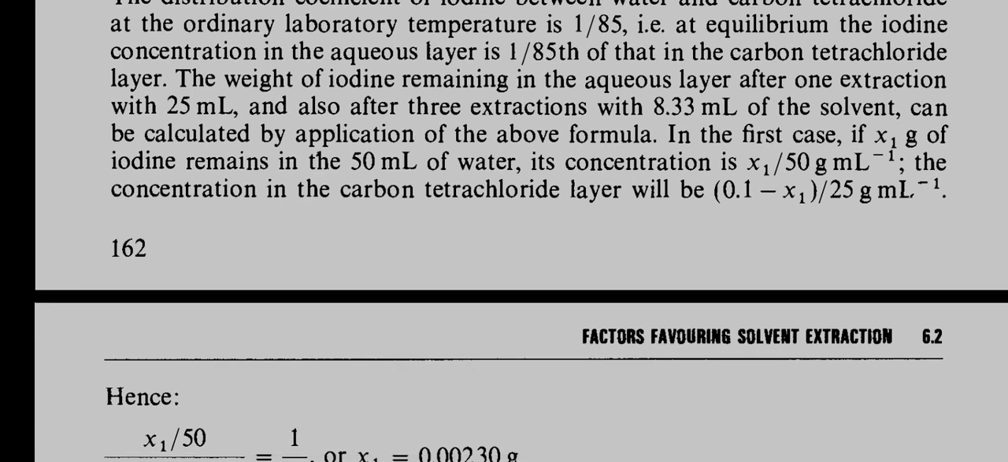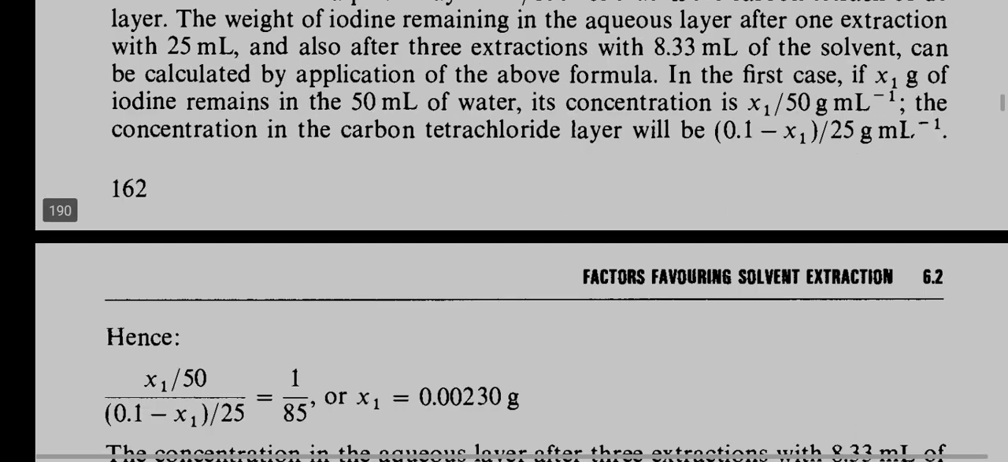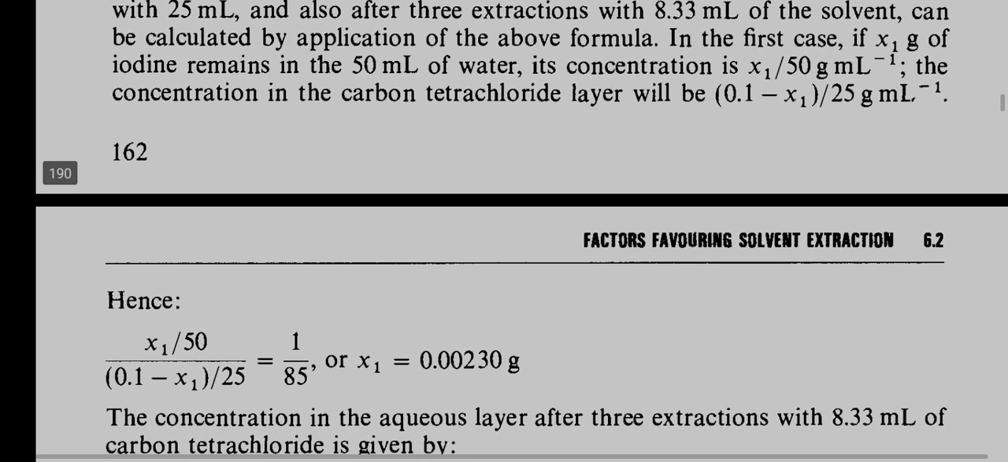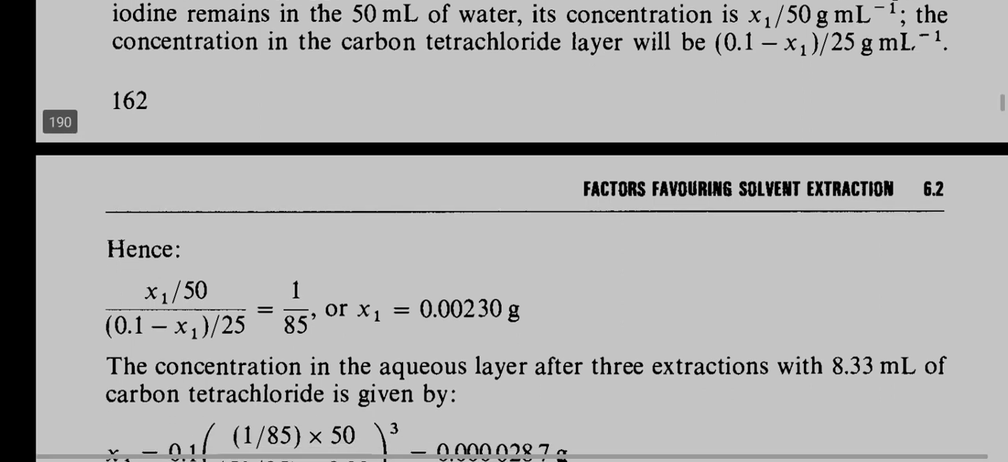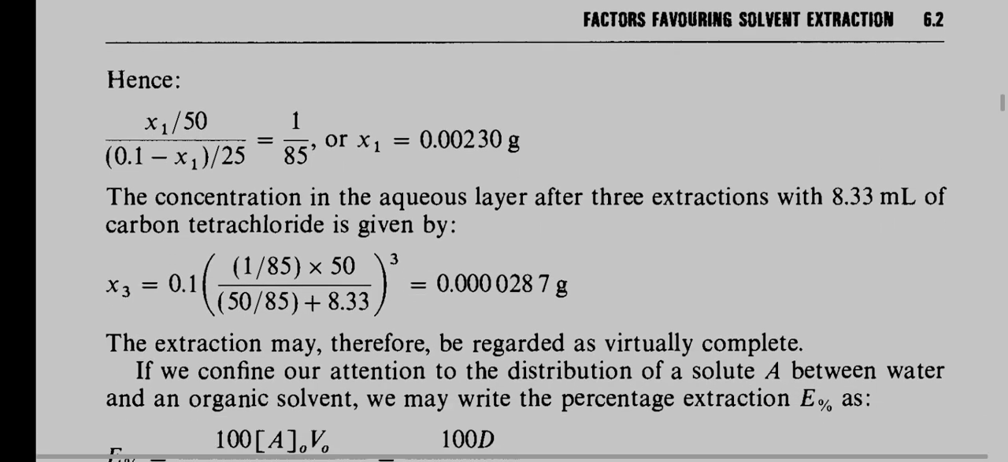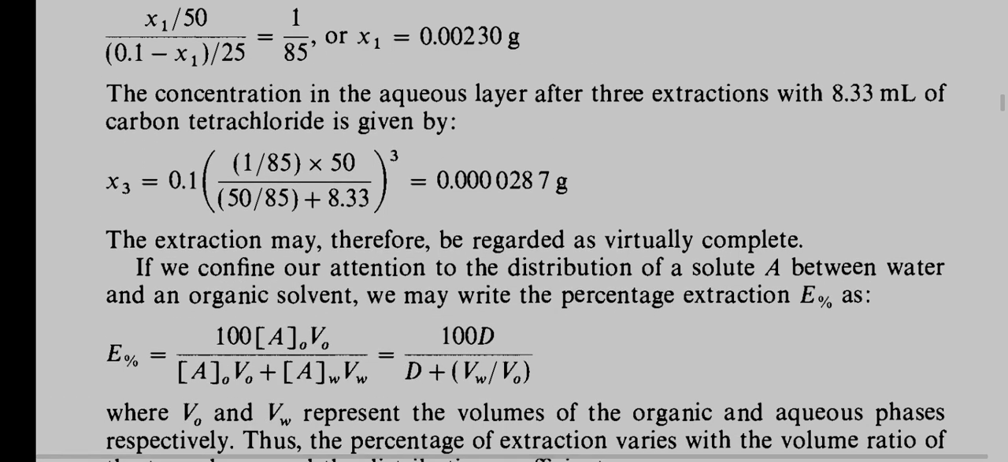In the first case, if x1 gram of iodine remains in the 50 ml of water, its concentration is x1 by 50 gram per ml. The concentration in the carbon tetrachloride layer will be (0.1 minus x1) divided by 25 gram per ml. Hence, (x1 divided by 50) divided by ((0.1 minus x1) divided by 25) equal to 1 by 85, or x1 equal to 0.00230 gram.